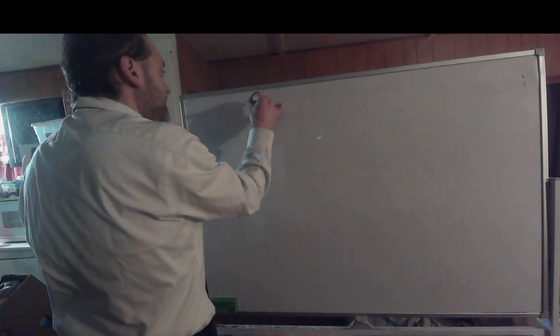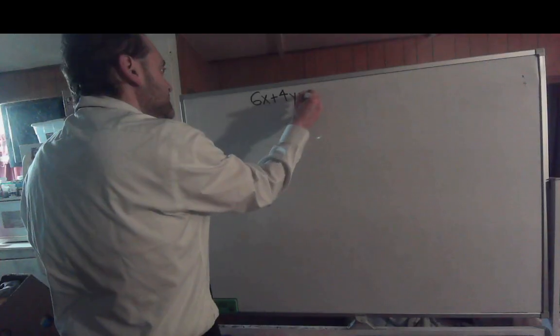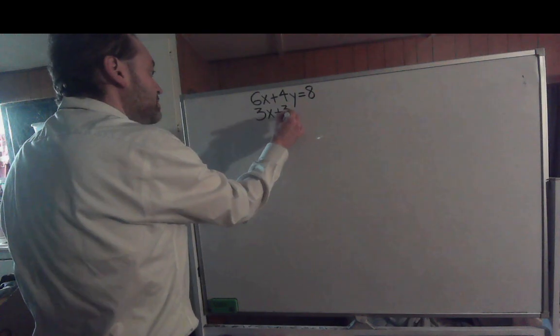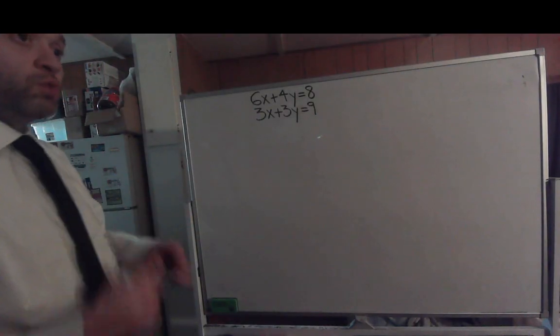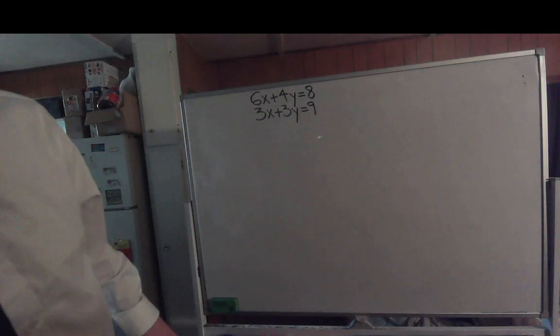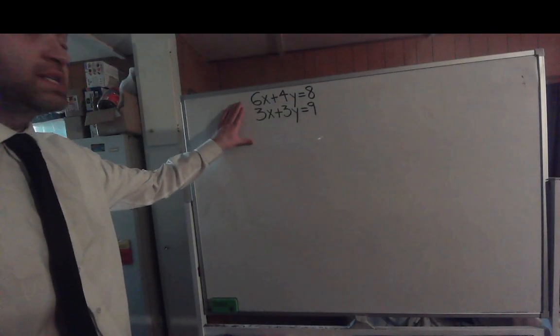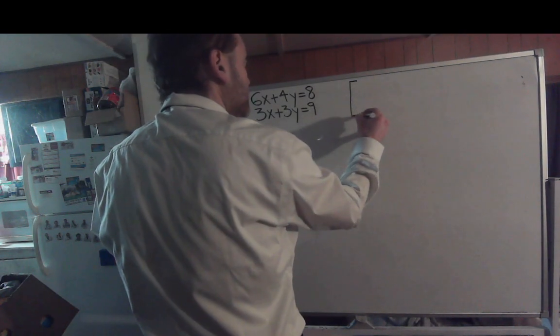I have our first system here, 6x plus 4y is equal to 8. Then I have 3x plus 3y is equal to 9, okay? So what I can do now is I can take this system of equations, put it into an augmented matrix. This will be a 2x2 system that's augmented.